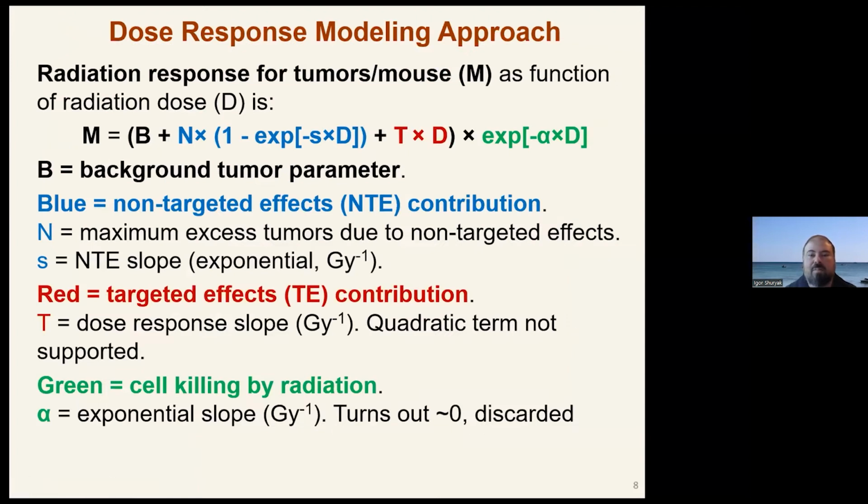So the modeling approach to model the dose response shapes, which are nonlinear, was here where this M is the dose response function, B in black is the background tumor parameter, and the blue terms are for non-targeted effects of radiation. And here you can see that they are non-linear with a plateau term and also an exponential type of slope. So this saturates at higher doses. And the red part is a linear targeted effects contribution with a slope. And also we considered a green cell killing term for turn down, potentially at high doses, but it was not supported by the data that we used here.